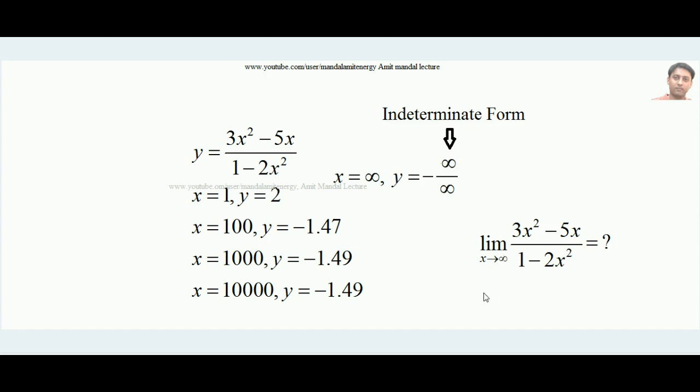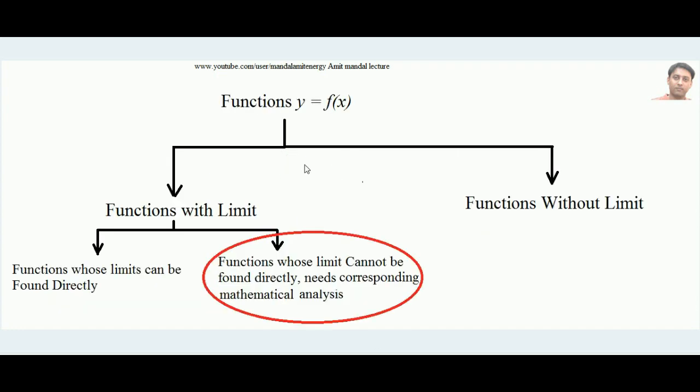Okay, so again the question is: limit x tends to infinity, (3x² − 5x) upon (1 − 2x²) equals to what? So we can say that if there is any function y = f(x), it could be of two types. The function could have some limit, and the function without any limit. Functions without any limit I am not talking about right now. I will take the cases in which the functions have limit. In case the functions have limit, then still it has two forms.